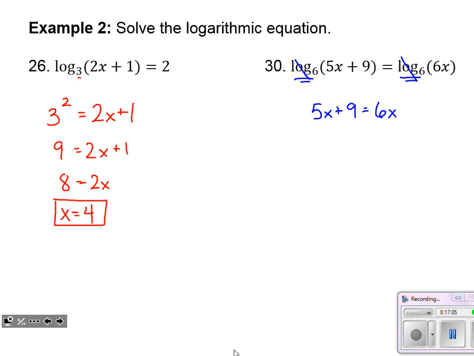We want to be really careful that there aren't any extra regular numbers hanging around. This only works if we have one logarithm equaling another logarithm. All I do to solve, subtract 5x from both sides, I get 9 equals 1x. x equals 9. Let's double check. If I plug a 9 back in on the left, I get log base 6 of 45 plus 9, 54. And if I plug 9 into the right side, I get log base 6 of 54. Yeah, it works. No negative arguments. We get to keep that one.